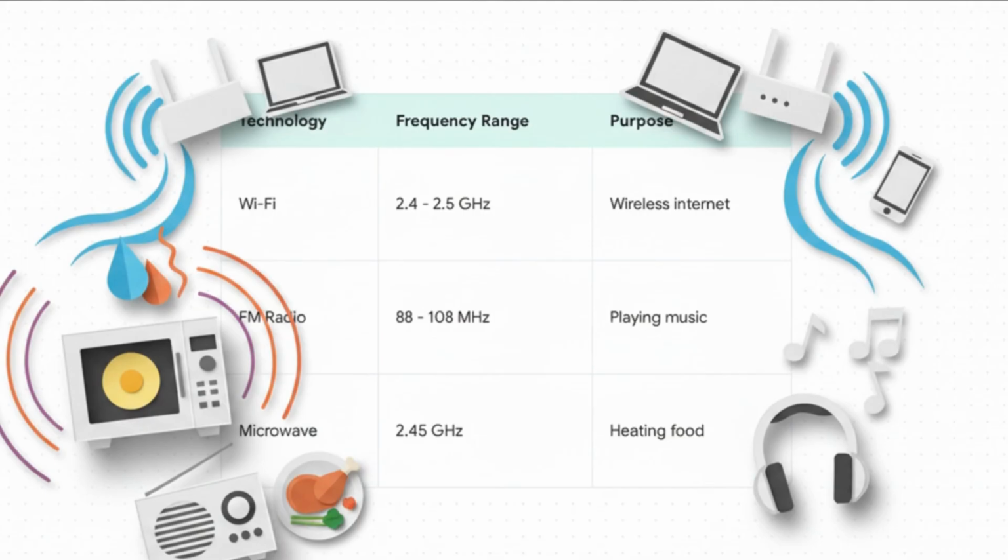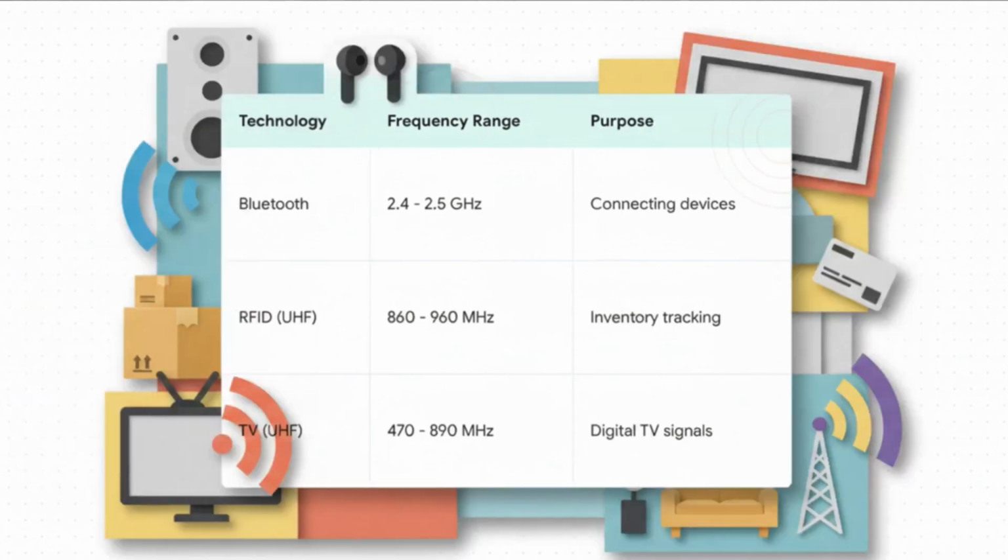Meanwhile, beaming your favorite music on FM radio operates way lower, down at 88 to 108 megahertz. And right alongside them, Bluetooth is crowding into that same 2.4 to 2.5 gigahertz range to perfectly sync up your wireless earbuds. Drop down a bit, and you've got RFID operating between 860 and 960 megahertz, triggering inventory tracking and letting you tap your smart cards. And then, of course, we have traditional television broadcasting using UHF signals between 470 and 890 megahertz to beam digital TV straight to your living room. It is a highly organized, heavily regulated spectrum that ensures all these different invisible vehicles don't just crash into one another.